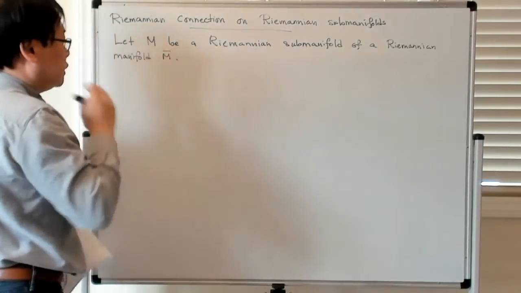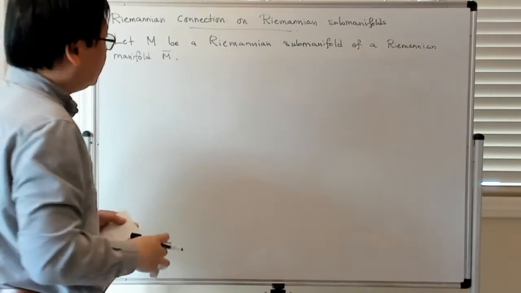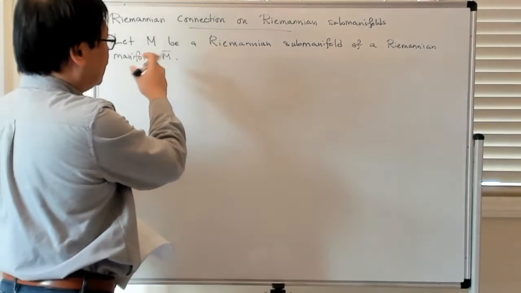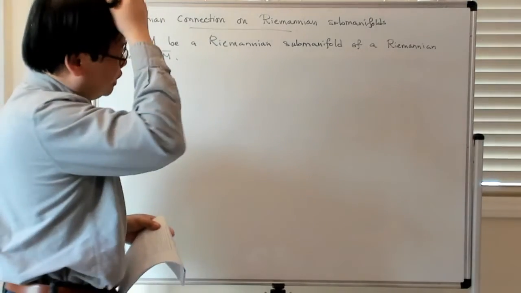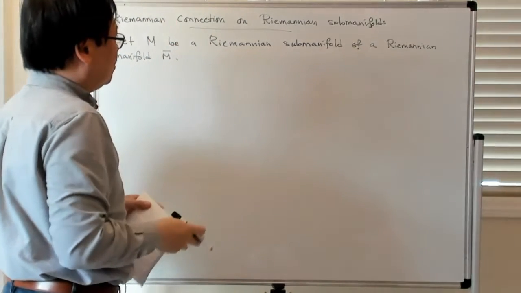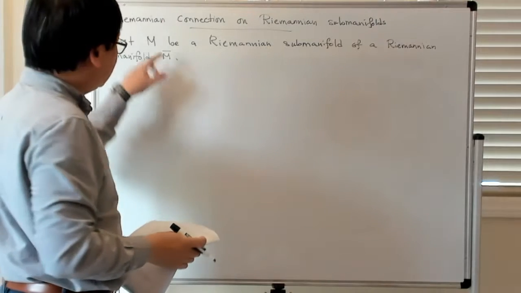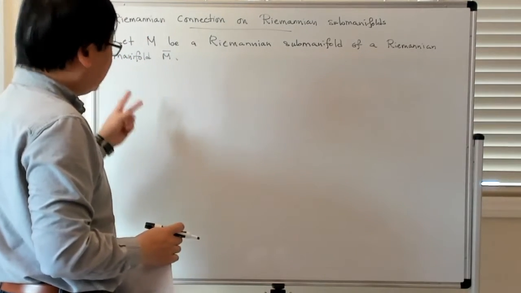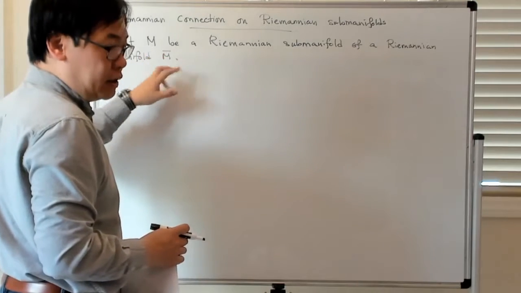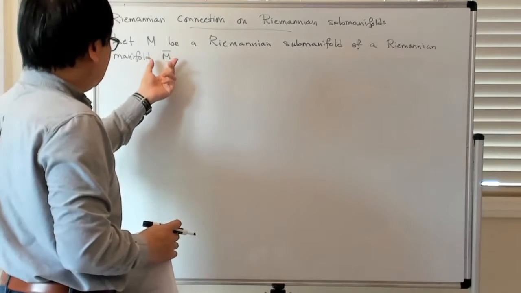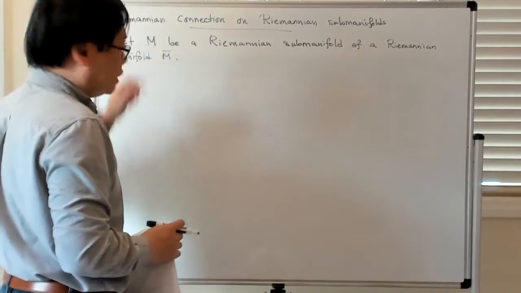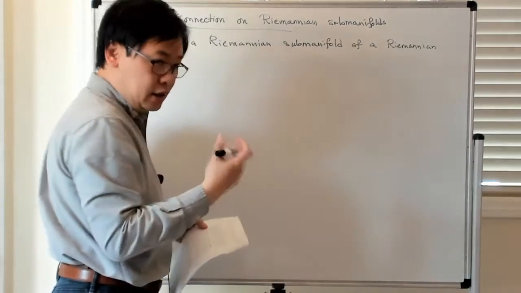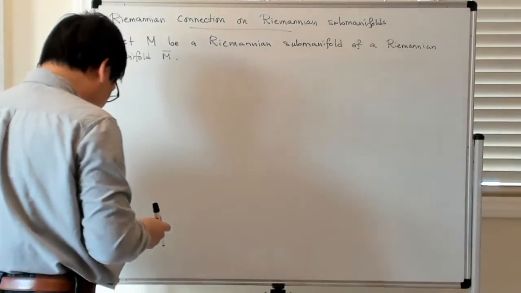Of course, if you recall, what that really means is that if you think of something in M and you include it into M bar, then, for example, if you have two vectors in M, you can use the tangent lift of the inclusion map to think of them as two vectors in M bar, and then use the Riemannian metric defined on M bar to induce a metric on M. So that's what's meant by it being not just a submanifold, but a Riemannian submanifold.